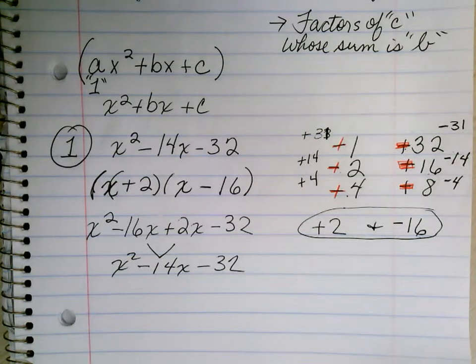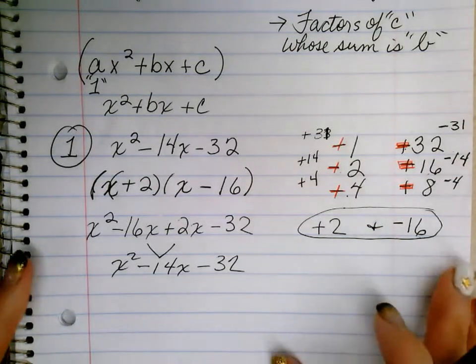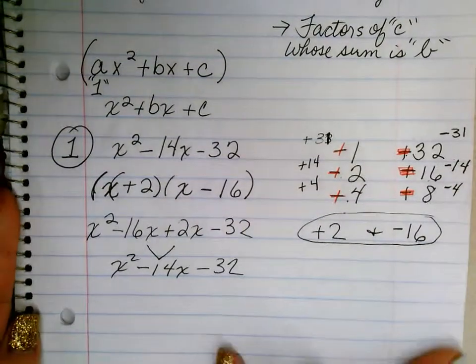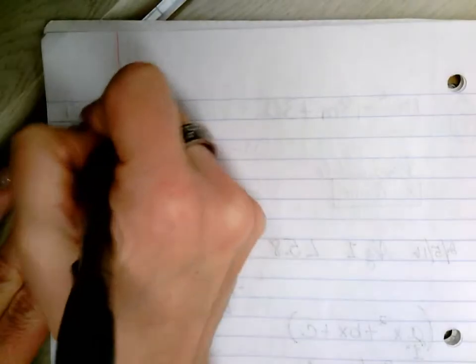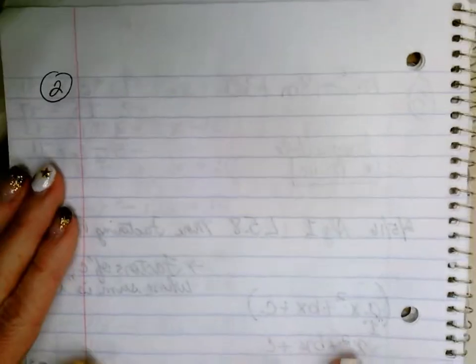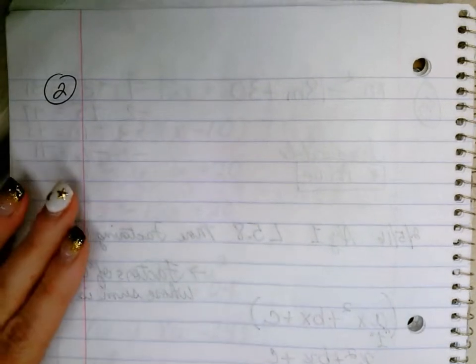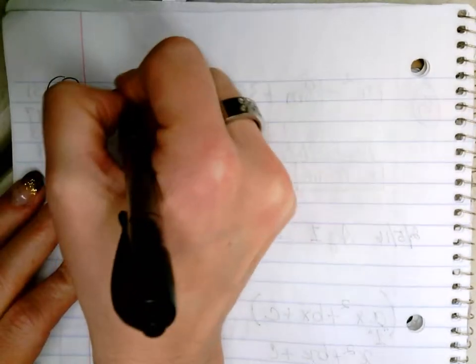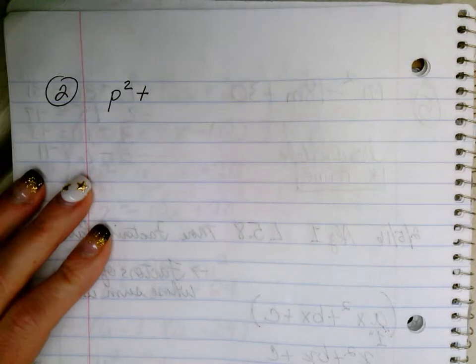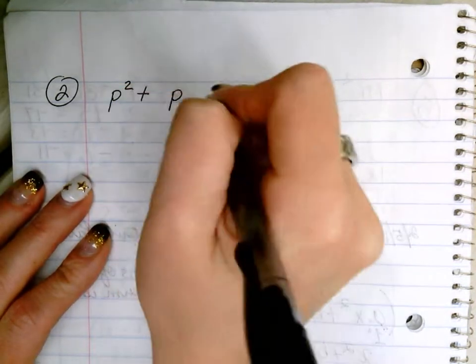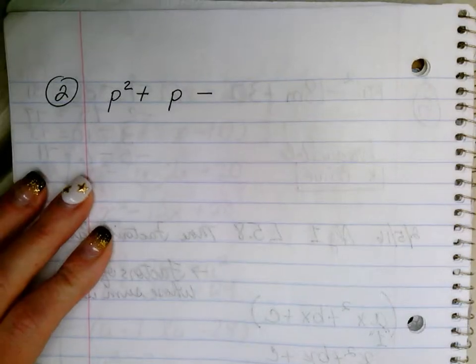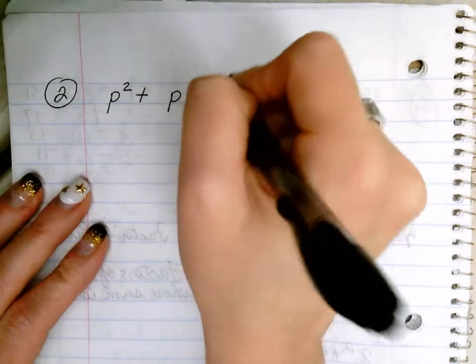What if I have a positive, then a negative? So here, let me give you this. I'm going to flip the page real quick. So this is going to be similar to their example 2. Okay, this is going to be similar to the book's example 2. P squared plus 1p. There's no coefficient. Therefore, the coefficient is a 1. Minus 12.